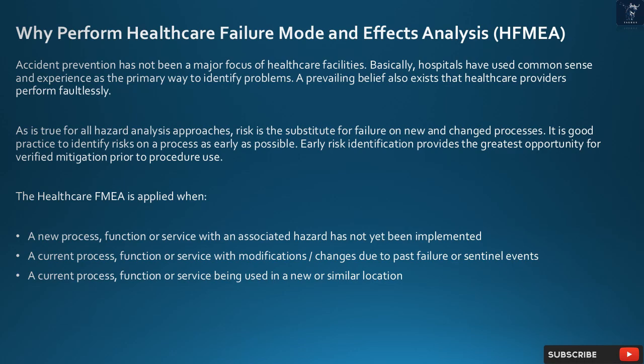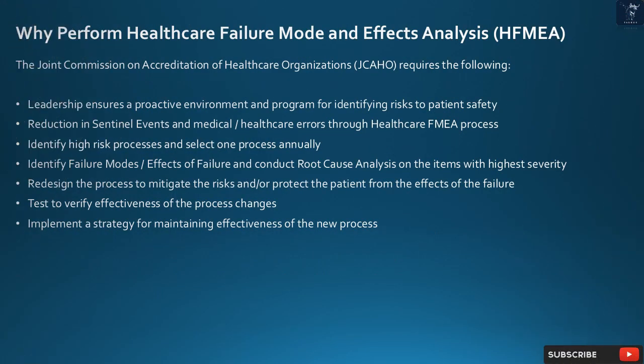The Healthcare FMEA is applied when a new process, function, or service with an associated hazard has not yet been implemented; a current process, function, or service with modifications or changes due to past failure or sentinel events; or a current process, function, or service being used in a new or similar location. The Joint Commission on Accreditation of Healthcare Organizations, JCAHO, requires the following. Leadership ensures a proactive environment and program for identifying risks to patient safety. Reduction in sentinel events and medical/healthcare errors through the Healthcare FMEA process.